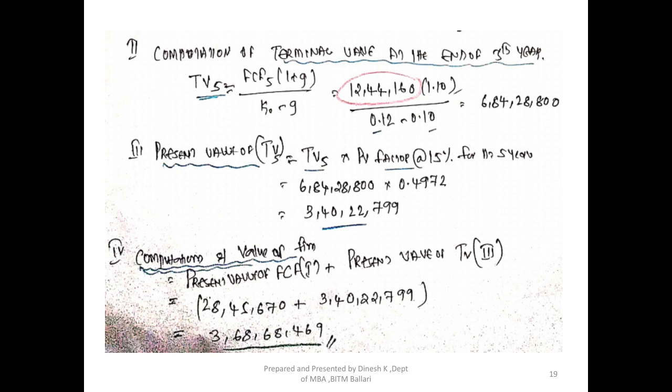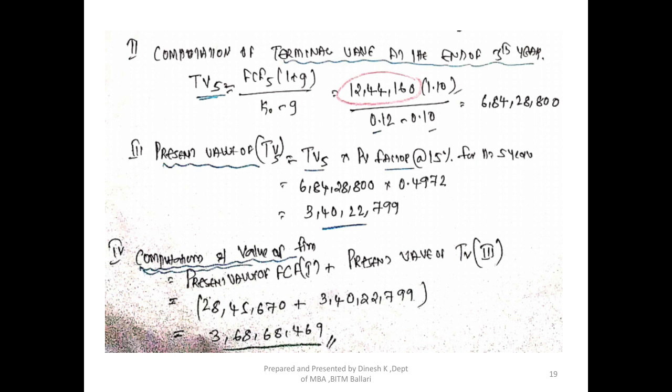Fine. So the future cash flow is the fifth year cash flow, open the bracket, 1 plus growth rate. After 5 years the growth rate is going to be 10%. For the first 5 years it is 20%, then it is going to be 10%, right? So divided by the cost of capital after 5 years, which is 12%, 0.12 minus 0.10. So the terminal value at the end of the fifth year, which is nothing but the value of the firm at the end of the fifth year, would be 6 crore 84 lakhs 28,800.